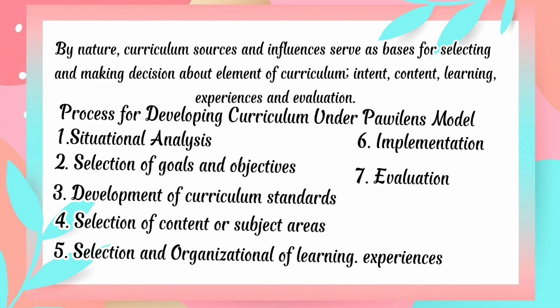First process is the situational analysis. Second is selection of goals and objectives. Third is development of curriculum standards. Fourth is selection of content or subject areas. Fifth is selection and organization of learning experiences. Sixth is implementation. And seventh is evaluation. And these are the processes of Pawilen's model.